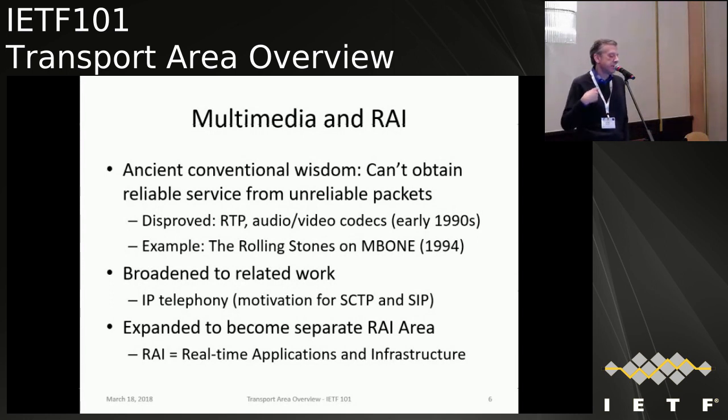RTP, the real-time transport protocol, runs over UDP, and audio-video codecs had gotten to the point that, in combination with the underlying network hardware, you could in fact do real-time audio and video over the internet, and it all worked. An example that turned everybody's heads was in 1994, when the Rolling Stones were multicast on the MBone over the internet, and people got a real concert experience, or at least as good as you could get on the computer displays at the time.